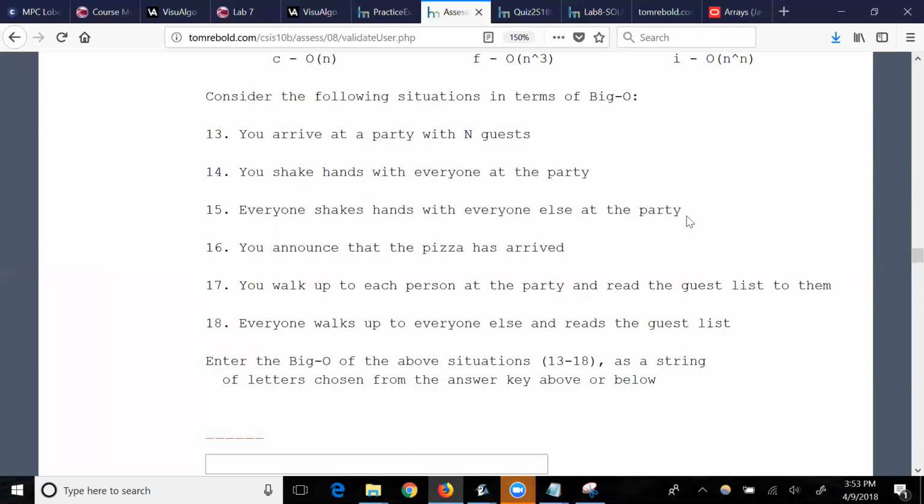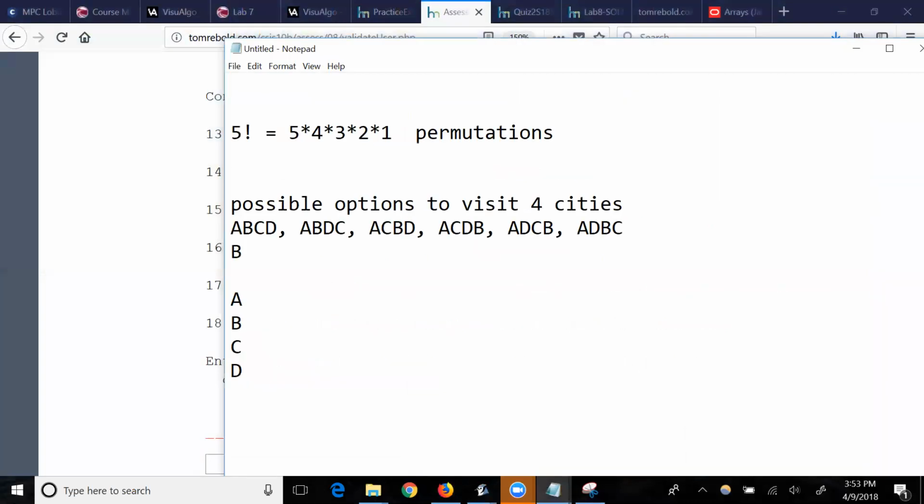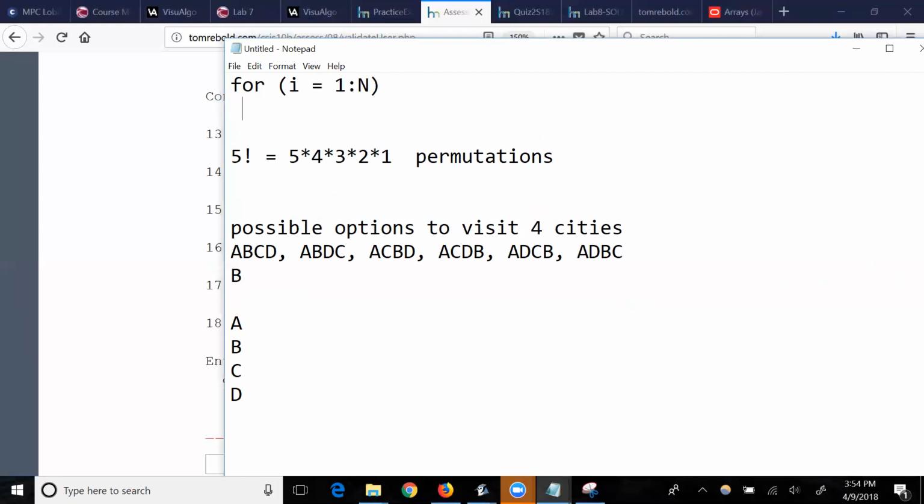If everyone shakes hands with everybody else at the party, if you're going to write some code to do that, it would be a nested loop, wouldn't it? So that everybody shakes hands with everybody else. Let's just simplify it. For i equals 1 to n, for j equals 1 to i. That will avoid redundancies, right?